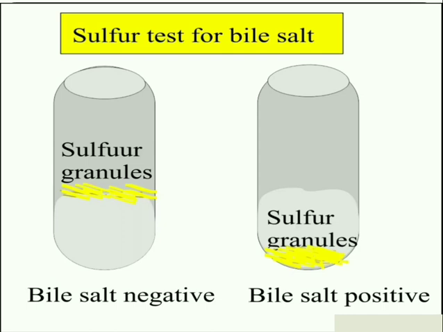Here we can see in this slide that sulfur granules are suspended on the surface of the urine sample in the bile salt negative tube, and in the bile salt positive tube the sulfur granules sink down to the bottom of the beaker.